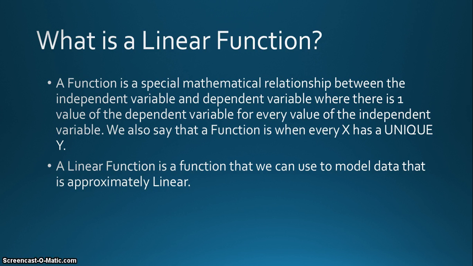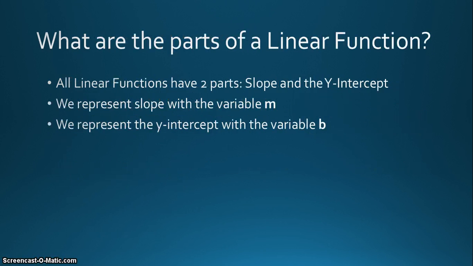To make that a little bit more clear, we also said a function is when every x has a unique y, or when every x has one y. A linear function is a function that we can use to model data that is approximately linear. So a linear function is just a function we use for linear relationships. So what are the parts of a linear function?